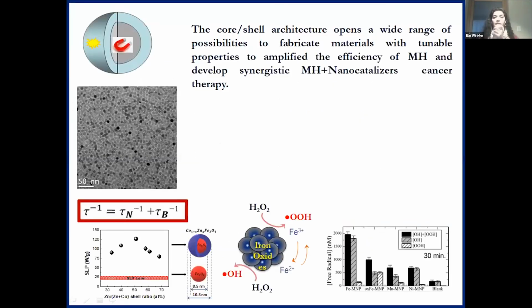And here I arrive at the conclusions. I just want to say that with the core-shell architecture, or by the design of the material, you can tune the properties of the nanoparticle to optimize the magnetic hyperthermia and also the catalytic activity for cancer therapy.